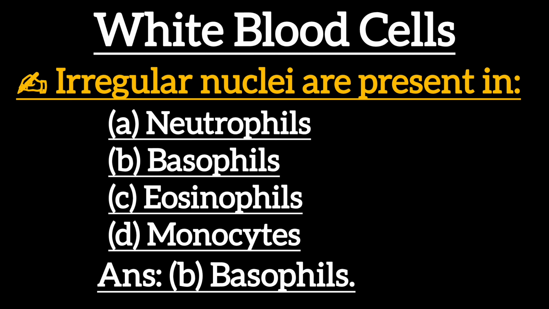Next one: irregular nuclei are present in option A, neutrophils. Option B, basophils. Option C, eosinophils. Option D, monocytes. Correct answer is option B, basophils.